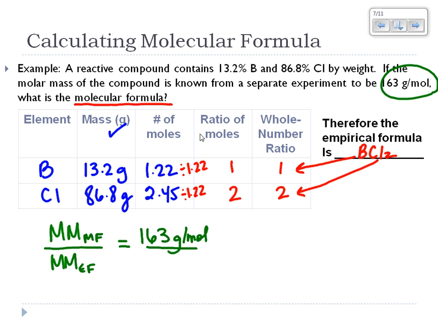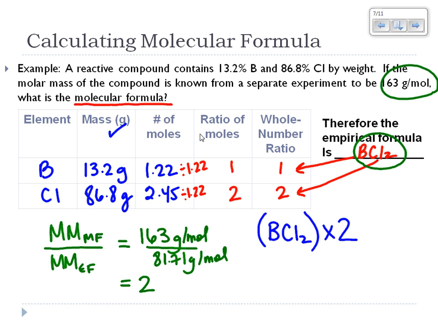The molar mass of my empirical formula, I use this BCl2. So 1 boron plus 2 chlorines gives me 81.71 grams per mole. And when I do that, it gives me a ratio of 2. So that means I take my empirical formula, BCl2, and I'm going to multiply everything in there by my ratio from here. So if I do that, my final molecular formula will be B2Cl4. And that's pretty much as tough as it's going to get.